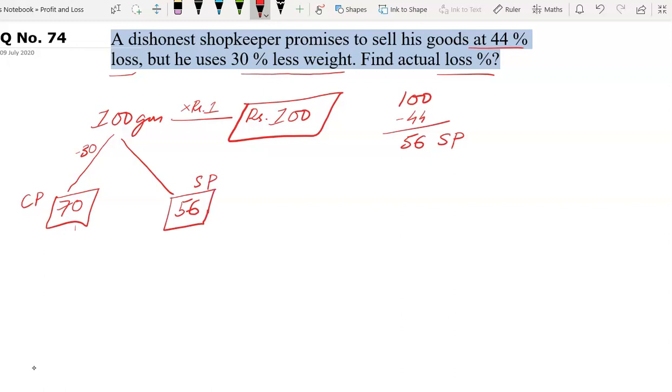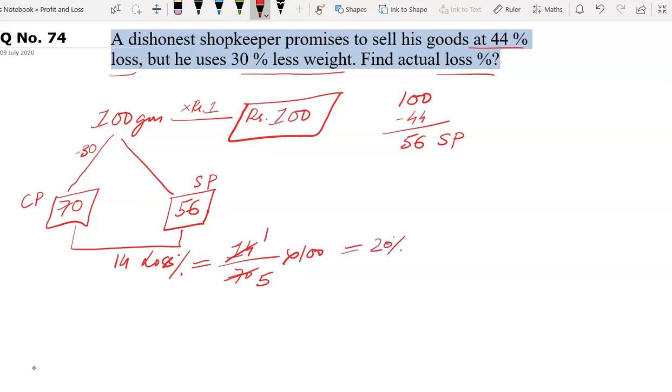Now if we need to find the loss, we will subtract SP from CP. 70 minus 56 will give us 14. So this is his loss. And if we need to find the loss percent, we know loss upon CP. Loss is 14, CP is 70. 14 by 70, that is 1 by 5. 1 by 5 in percentage is 20%. So he promised to sell his goods at 44% loss, but as he is using 30% less weight, his actual loss is how much? 20%. So this is our answer.